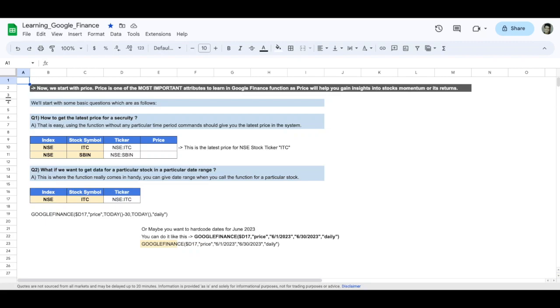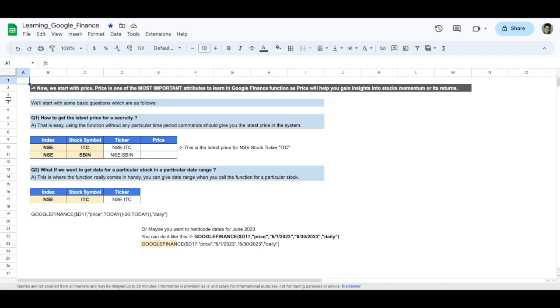Hi everyone, in this video we'll be diving into one of the most crucial attributes, price. It is a lifeline of any stock tracking or analysis, and whether you are building a portfolio tracker or conducting research or screening stocks based on specific metrics, price will always play a starring role in your journey while you explore this Google Finance function.